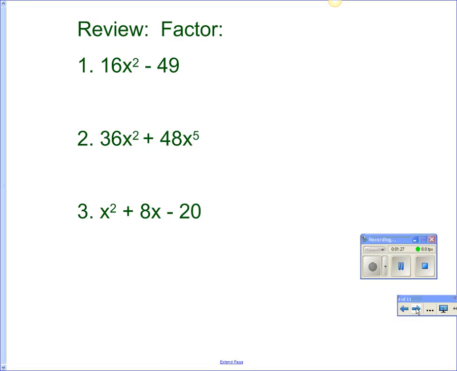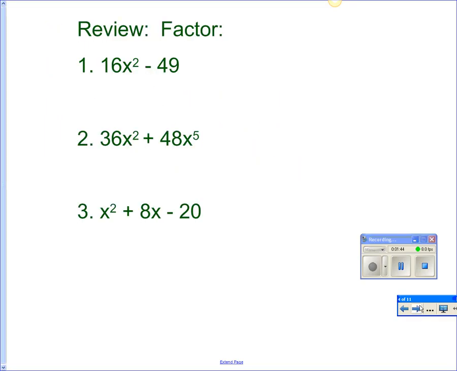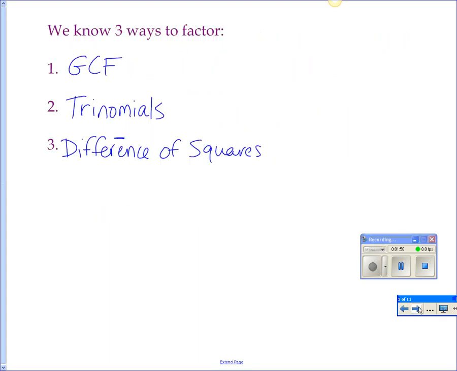So the first one is 16x squared minus 49. So this one has how many parts? 2. So can it be a trinomial? No, it either has to be GCF or difference of squares. So does 16 and 49 have anything in common? No, nothing goes into 16 that goes into 49. So it's not greatest common factor. So the only thing left for it to be is difference of squares if it has 2 parts.